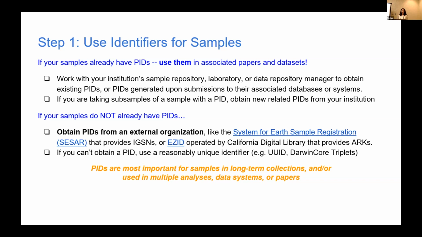And we wanted to point out in the guidance as well, we had some discussions on when you need PIDs for samples. And we think they're most important for samples that are in long-term collections, where you don't know how they're going to be used. They're ideally going to be used over time, and or they're used in multiple analyses, data systems, or papers, for example, in highly interdisciplinary work.